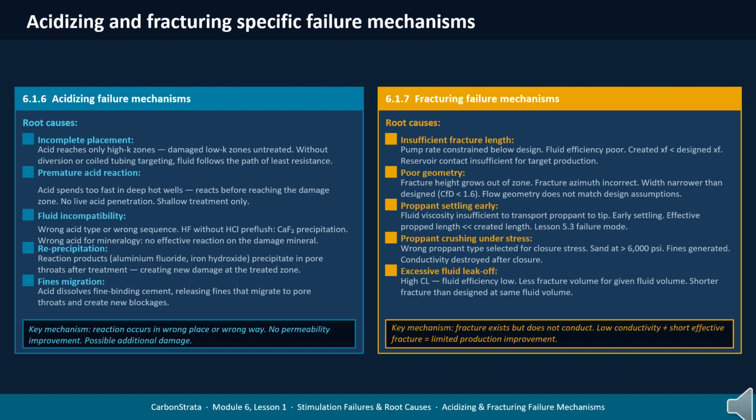Geometry deviates from plan. Result: flow path is inefficient. Now define system outcome. Fracture exists physically, but does not contribute to flow. Now define compression rule. Fracture failure equals conductivity lost. Final integration. Acidizing fails when reaction is not controlled. Fracturing fails when conductivity is not preserved. Final rule. Creating a treatment is not the objective. Controlling where it acts and how it behaves determines success.